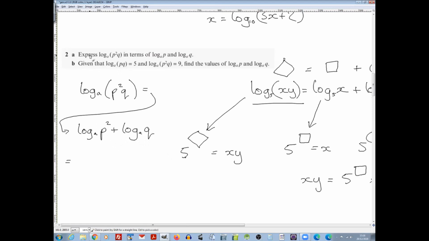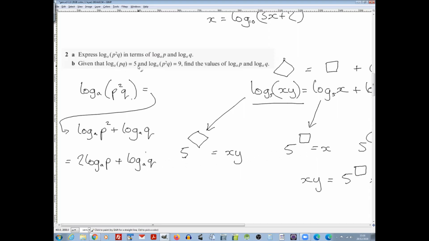But have we expressed it in terms of log base a of p and log base a of q? Not quite. We've got log base a of p squared, not log base a of p. So we would rewrite that as 2 log base a of p, plus log base a of q. Good.